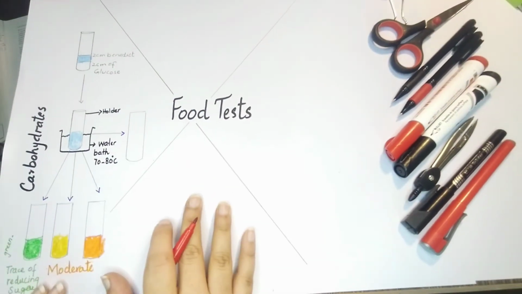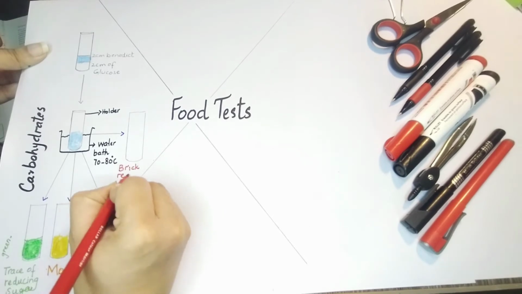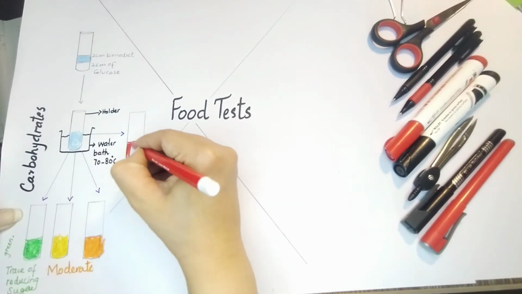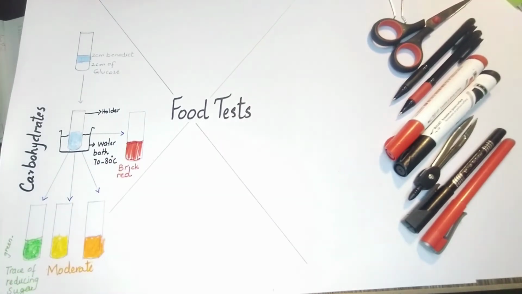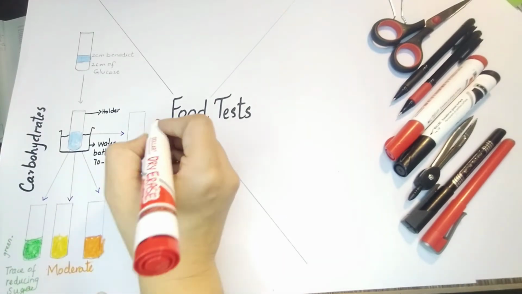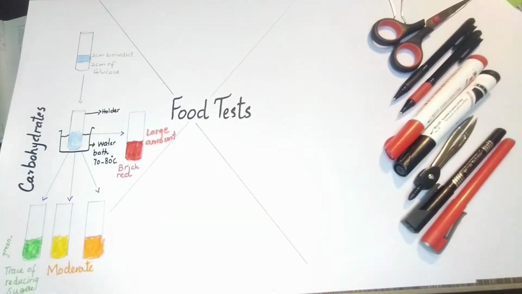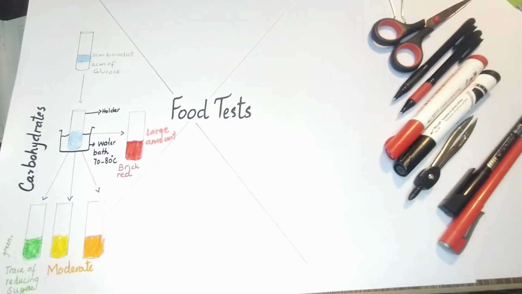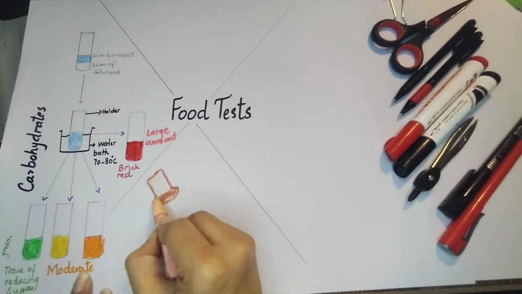Now after these three color differentiations, if we want to see the highest concentration of glucose, there will be brick red color formation, and that brick red color formation will prove that the glucose solution is present in its maximum amount. So for Benedict solution, we have to heat the solution.